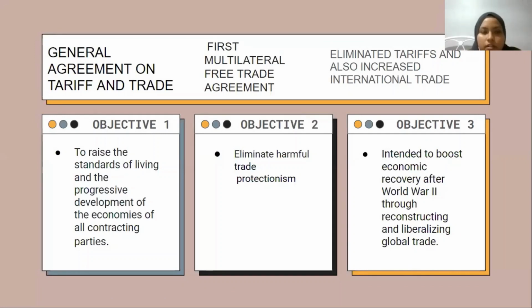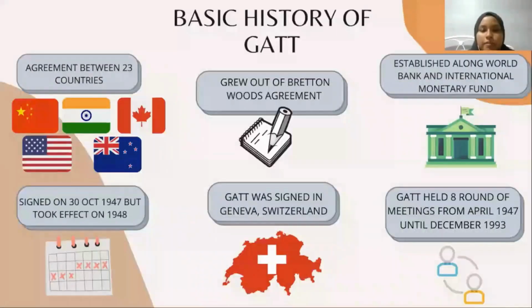GATT is the General Agreement on Tariffs and Trade. It was the first multilateral free trade agreement, meant to eliminate tariffs and increase international trade. The first objective of GATT is to raise the standards of living and the progressive development of the economies of all contracting parties. The second is to eliminate harmful trade protectionism, because trade protectionism likely contributed to the 66% reduction of global trade during the Great Depression. The final objective is to boost economic recovery after World War II through reconstructing and liberalizing global trade.